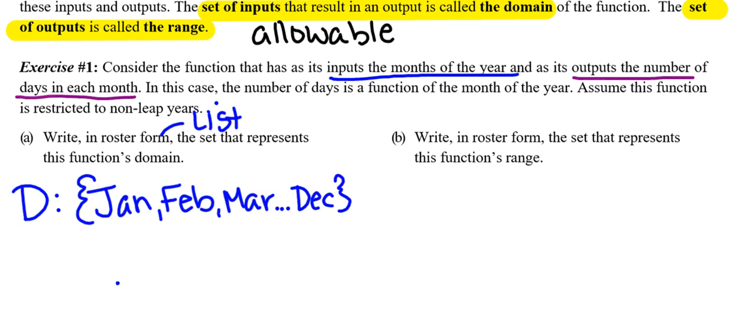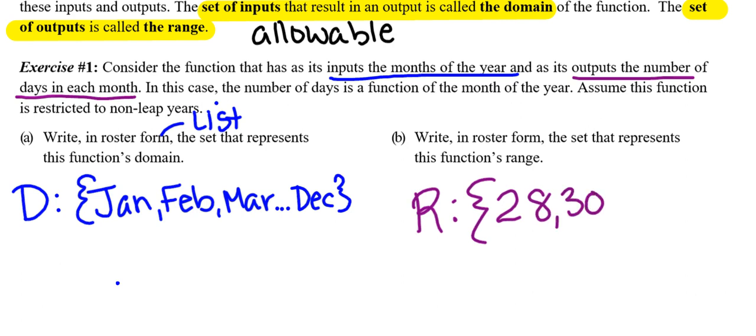So then I'm going to look here. What are the possible days in each month? Always start from your lowest number to your highest number. So my range, well, February has 28 days. So 28. Then we have months that have 30. And then 31. So that would be your range, your list of your outputs.